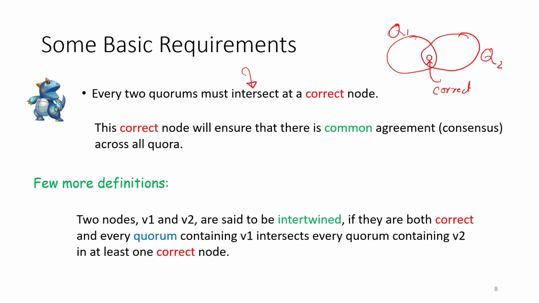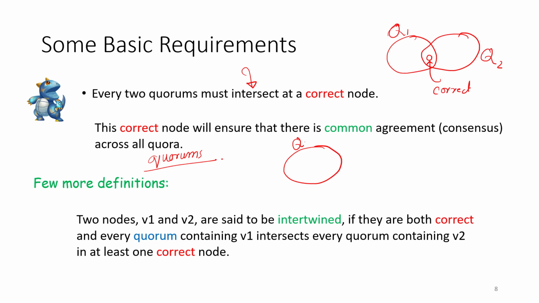So what will the correct node do? So here is the fun part, right? The correct node will essentially ensure that there is a common agreement or consensus across all. Well, I use the term quora here for the plural of quorums, but I should use quorums because that is what we have been using. So the key point is that if there is one correct node in the intersection, and if, let's say, one quorum has decided something, so what is the advantage of a quorum? A quorum decides a consensus value.